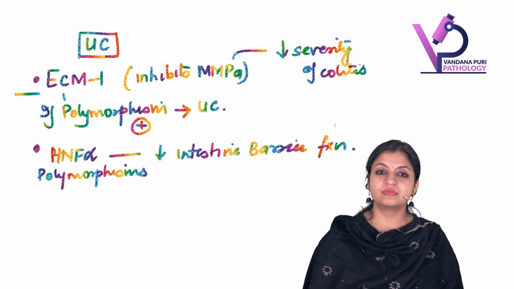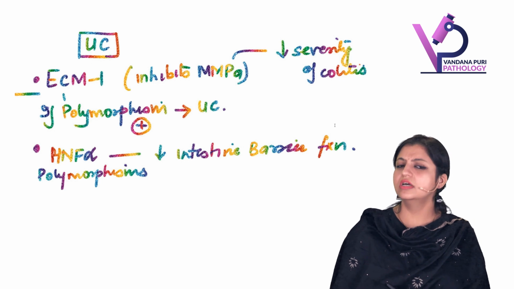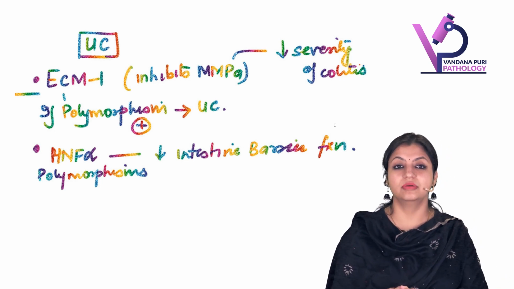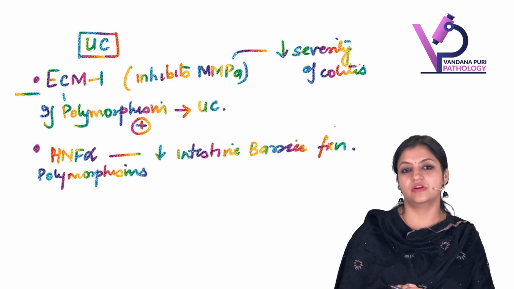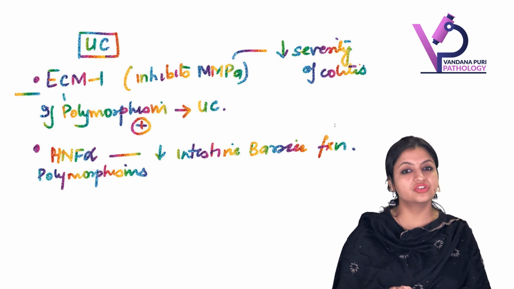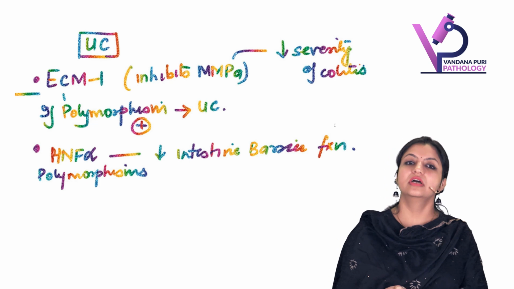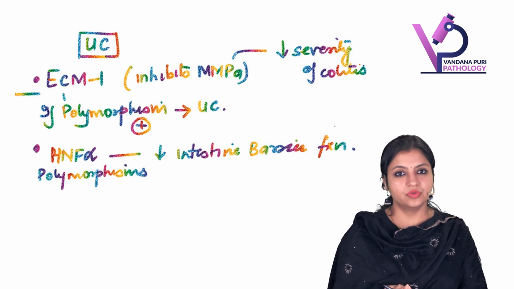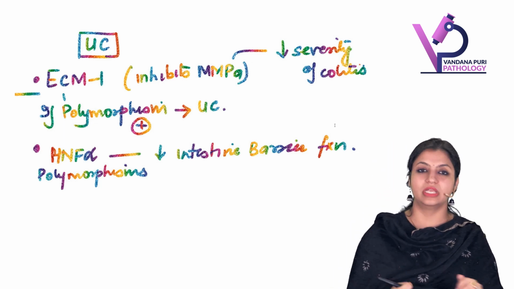The second gene that has been linked is HNF-alpha polymorphisms. Do you remember HNF-alpha? You studied? Yes, it is associated with MODY, maturity onset diabetes. Its polymorphism also decreases the intestinal barrier function. When the intestinal barrier function is disrupted, you already know epithelial dysfunction is a major culprit of IBDs. So it is associated with ulcerative colitis. So ECM1 and HNF-alpha polymorphisms are associated with ulcerative colitis.